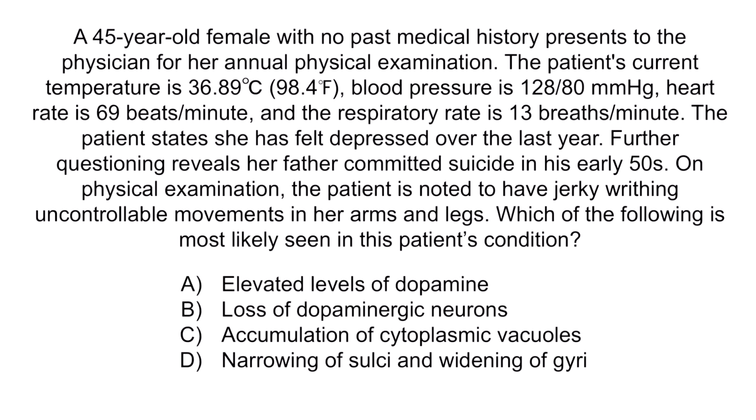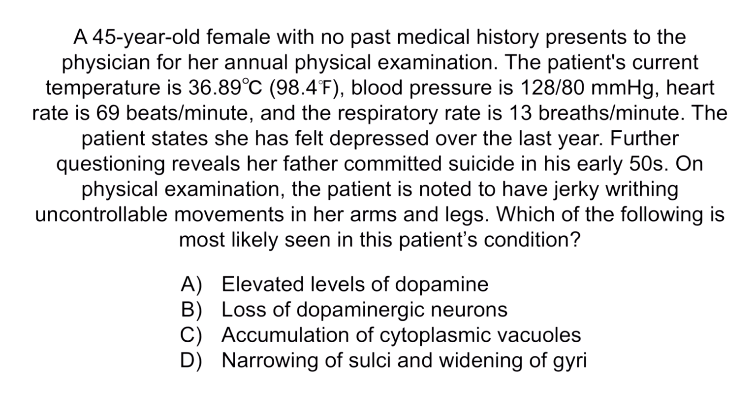On physical examination, the patient is noted to have jerky, writhing, uncontrollable movements in her arms and legs. Which of the following is most likely seen in this patient's condition? A. Elevated levels of dopamine. B. Loss of dopaminergic neurons. C. Accumulation of cytoplasmic vacuoles. Or D. Narrowing of sulci and widening of gyri.